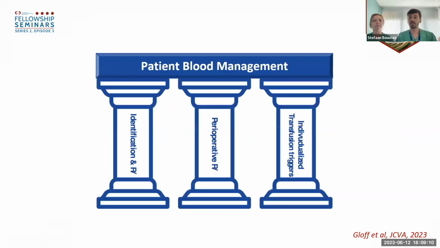So being cardiac surgery the surgical specialty with the most use of blood products, we should adhere to the concept of patient blood management in an effort to improve patient outcomes. So this concept is supported by 3 pillars, which is identification and treatment of anemia, blood conservation in the perioperative period, and also optimization of anemia tolerance.